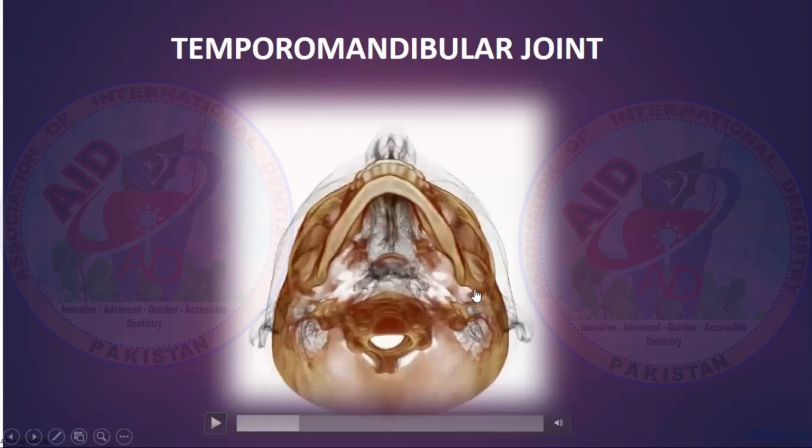And you see, this is the overlapping of all the structure, bony appearance of ramus here, and here starts the neck of the condyle. Here is the angle of the mandible. On this side, on this area, you will find a big bony bulk here.